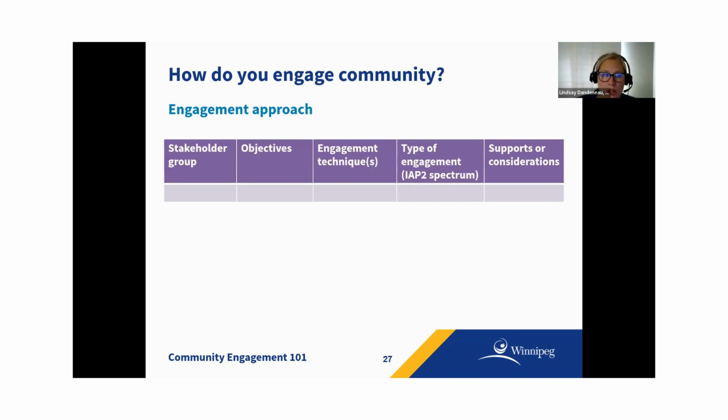Right now we can start to pull it all together, right? Who is that stakeholder group? What's our objective with that group? What technique makes sense? Where on the spectrum are we engaging that group? And what supports or considerations do we need to think about? And also what stage we are in the decision-making process, right? So this might be iterative. This might change throughout the course of a project.